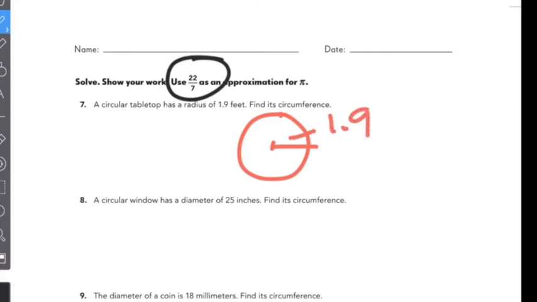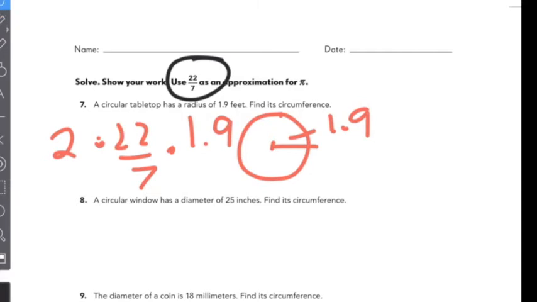So it's 2 times pi times the radius, which is 1.9. Again, we're using 2 because you have to double the radius to get a diameter. And then go ahead and you can solve that one. And again, you can use a calculator.